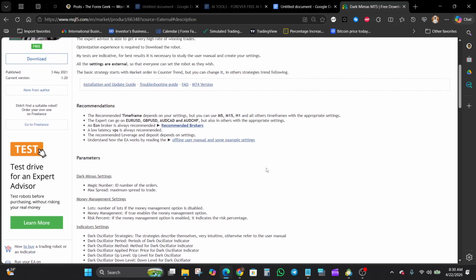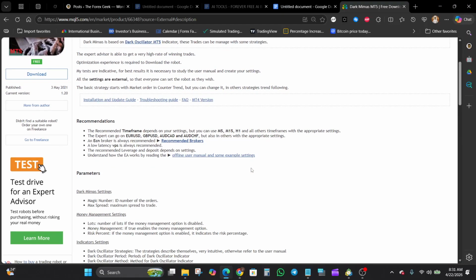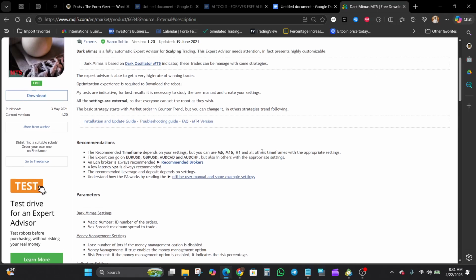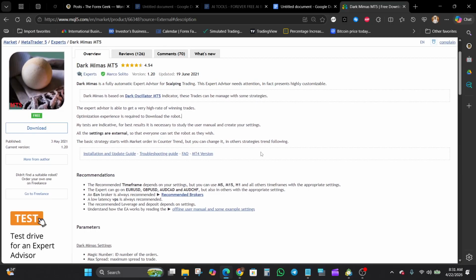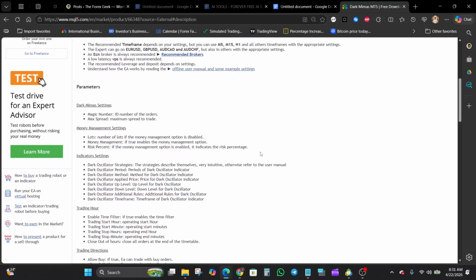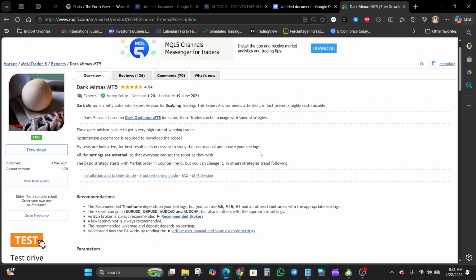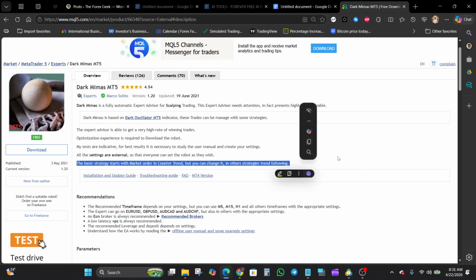Now, let's quickly talk about the core features and, more importantly, what they actually mean in practice. One of the main things here is that the EA is built around a counter trend strategy by default. So essentially, it's looking to trade against short-term moves. We can see that here: the basic strategy starts with market order in counter trend, but you can change it in other strategies to trend following.